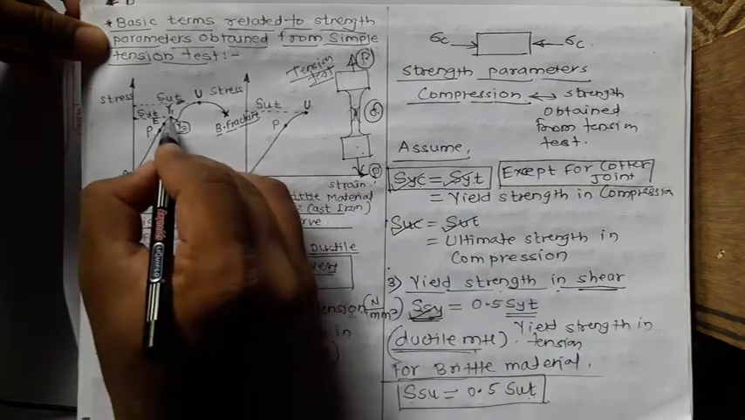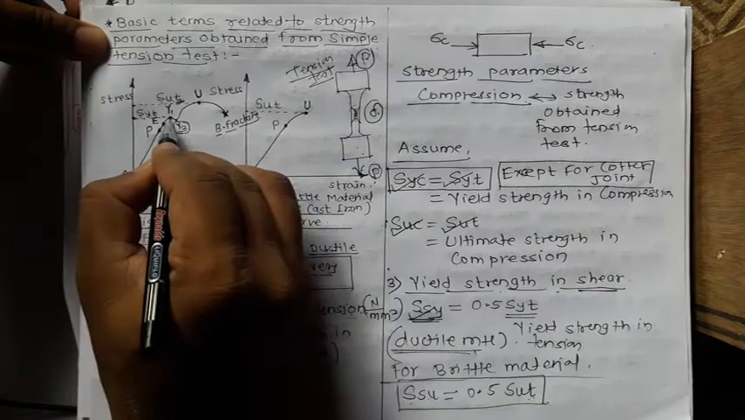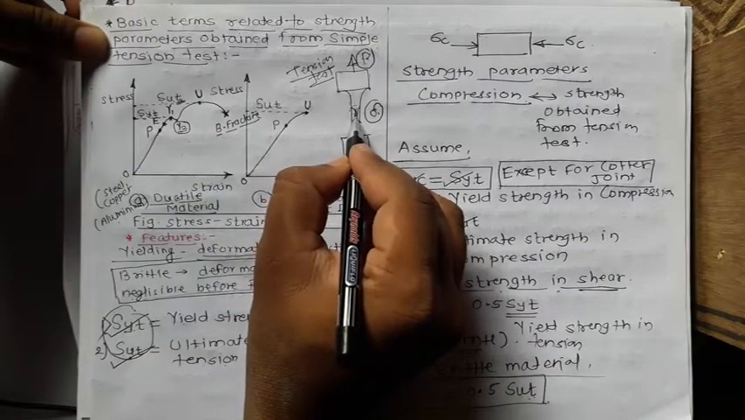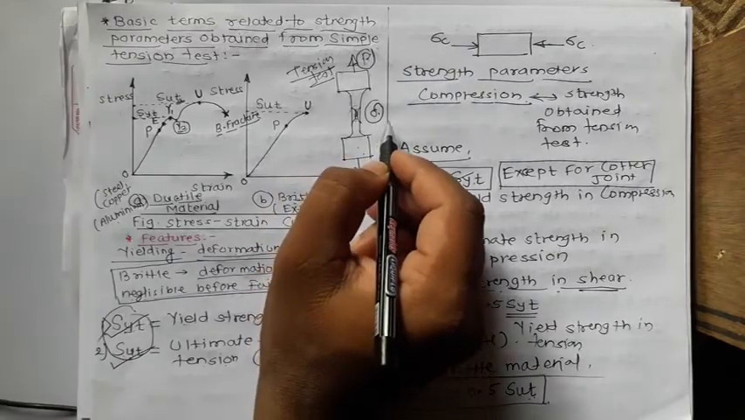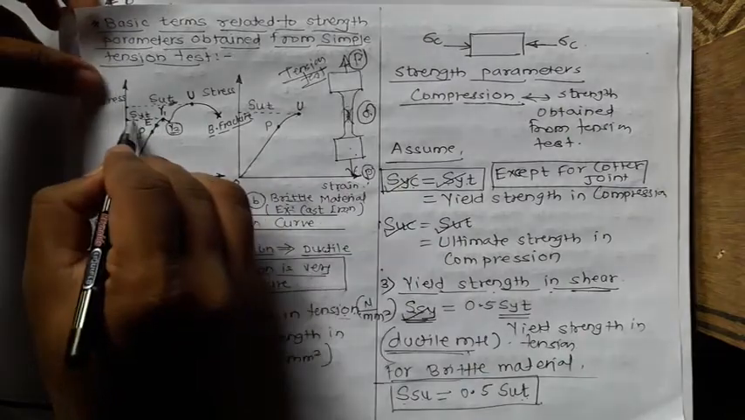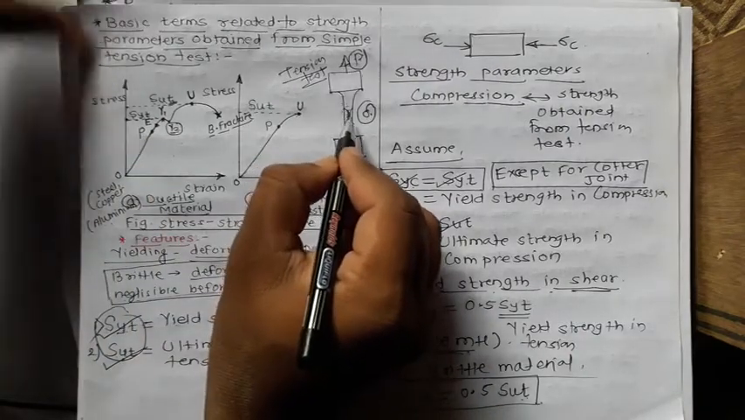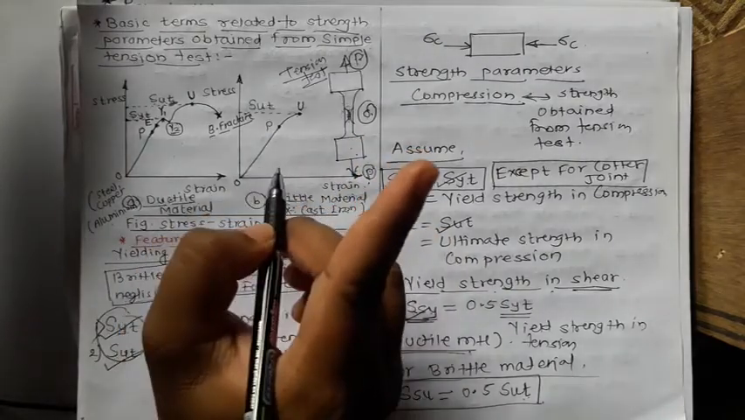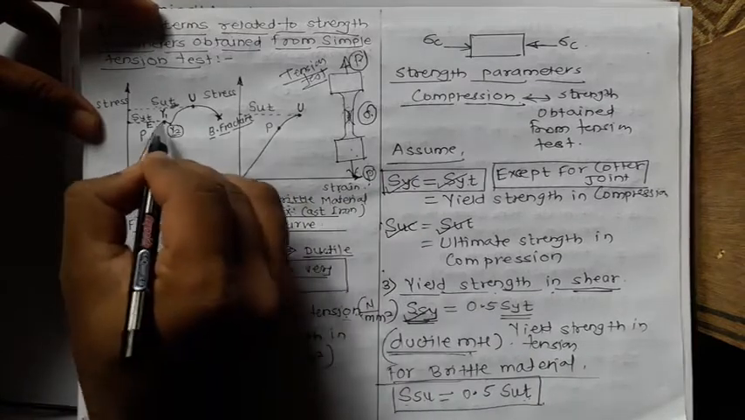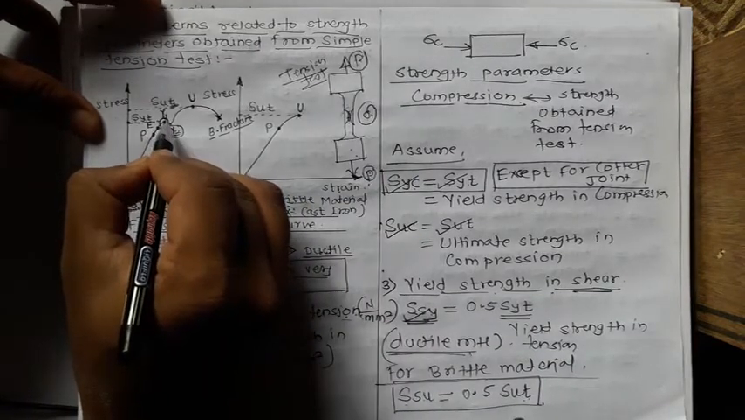But when the stress in this specimen made up of ductile material reaches the yield stress, that is SYT, this specimen deforms permanently. That means when the induced stress in this specimen reaches the value of SYT, that is yield stress, this specimen deforms permanently, and that is one type of failure. Permanent deformation is the first type of failure that occurs in the ductile material. So at yield stress, the first type of failure occurs, which is called permanent deformation.